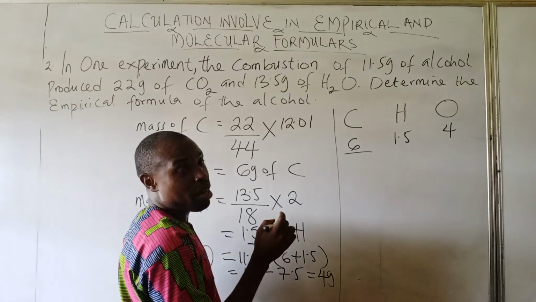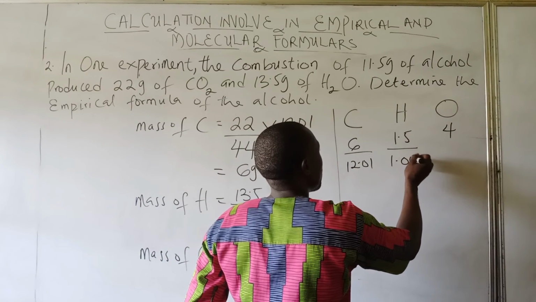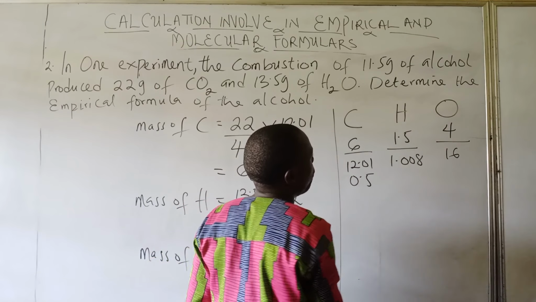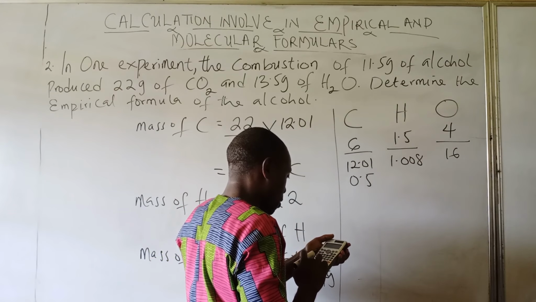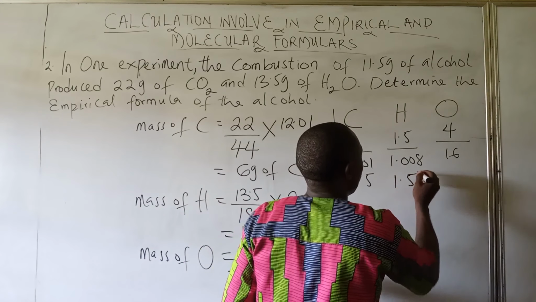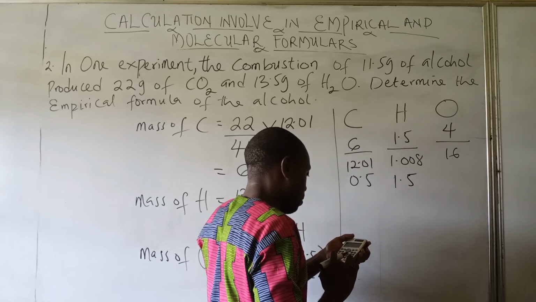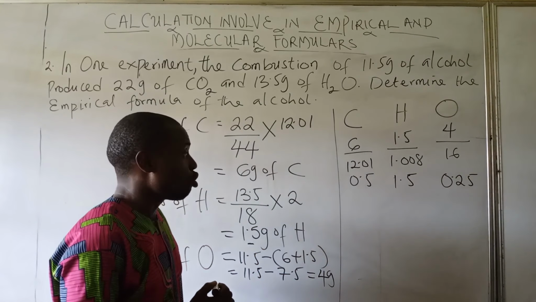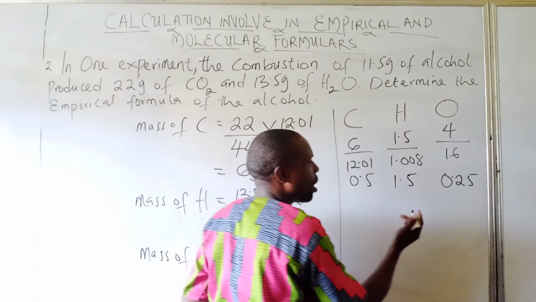We divide by their relative atomic masses. Carbon is 12.01, hydrogen is 1.008, and oxygen is 16. When you divide, here should give me 0.5, here should give me 1.5, here should give me 1.5 still, and here should give me 0.25. So we continue. Now, from the simple rules I gave to you, the simplest mole ratio is this.